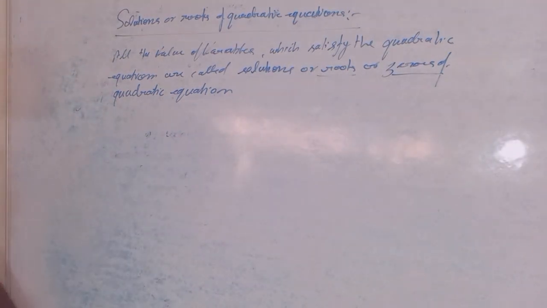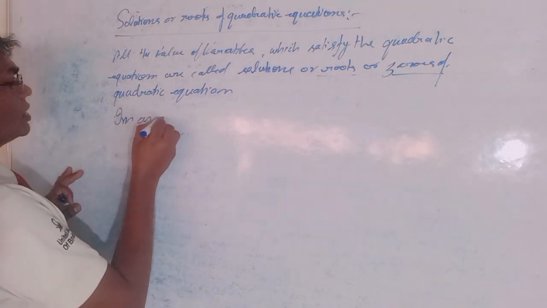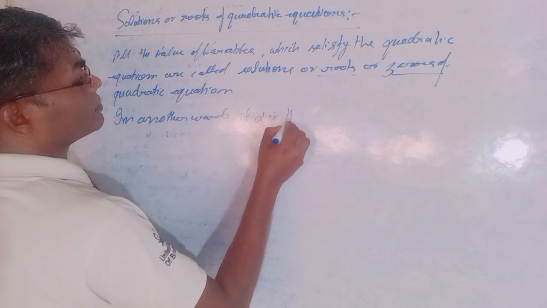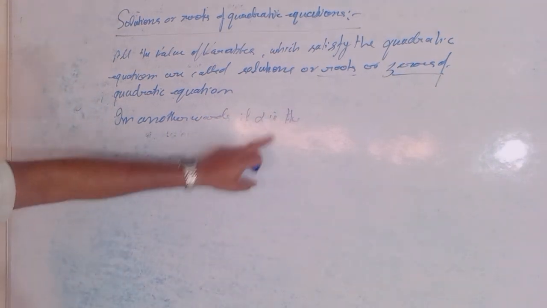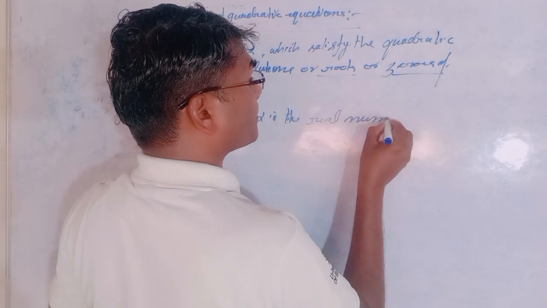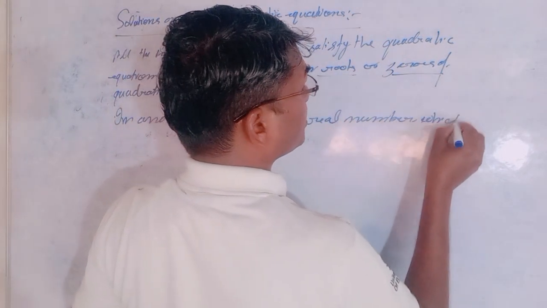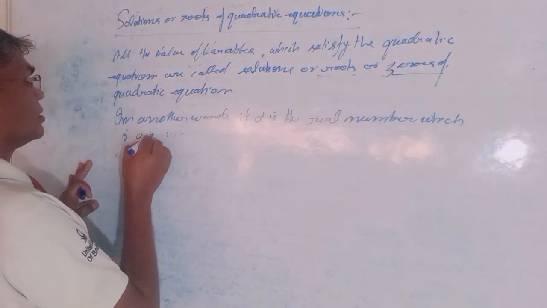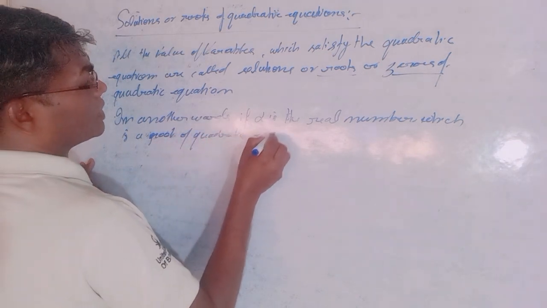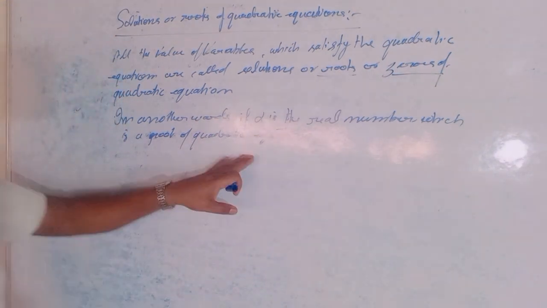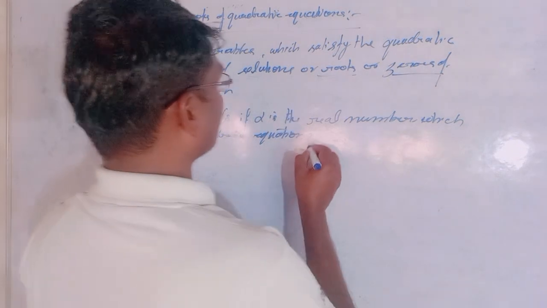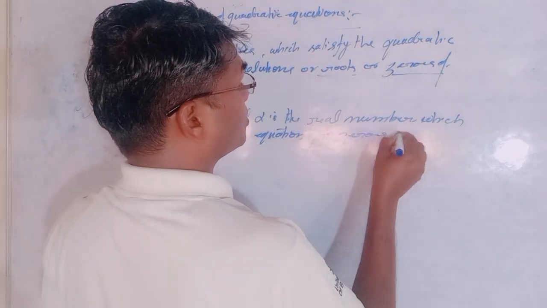So, in other words, if alpha is a real number which is a root of the quadratic equation, then real numbers that are roots of quadratic equations are also called zeros or solutions of the quadratic equation.